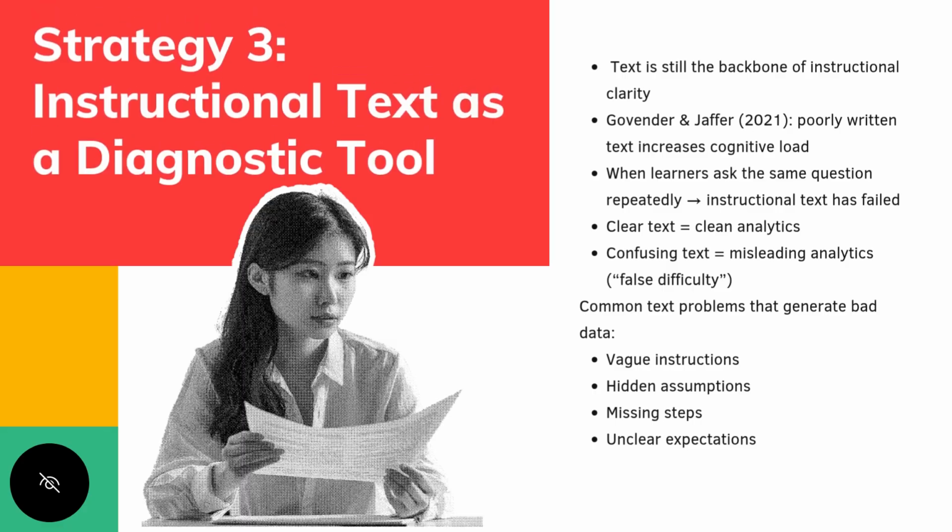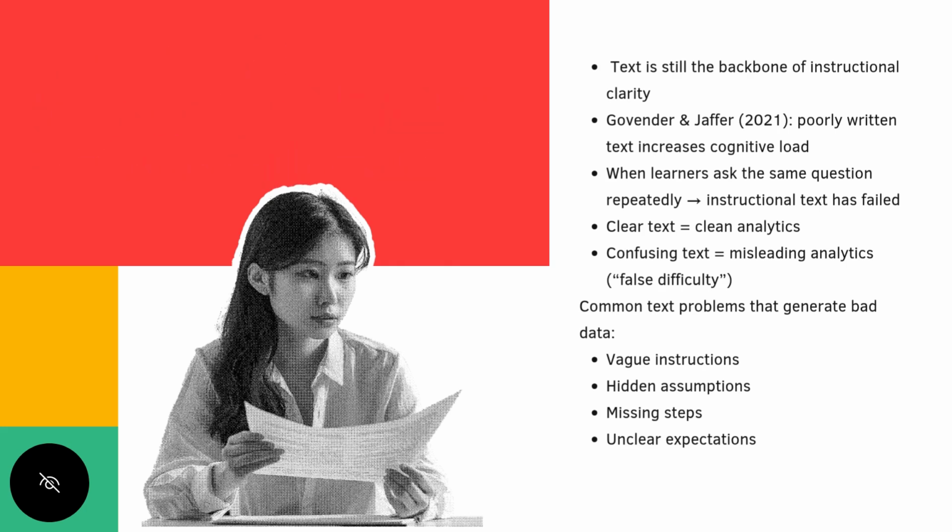My third strategy is to set up my instructional text as a diagnostic tool. Govender and Java reminded us that instructional text is not just content, it's the steering wheel that guides learners. So if instructions are unclear, learners struggle unnecessarily. And when they struggle, the analytics become misleading. It creates the illusion of a performance problem when the real issue is simply unclear writing. So now, when several learners repeat the same question, I don't blame them. I rewrite the instructional text. That's continuous improvement in action.